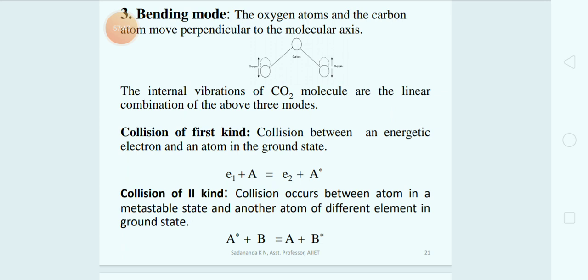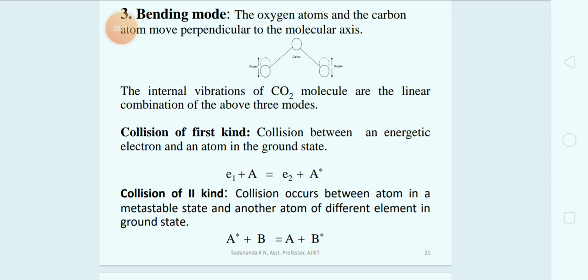Mathematically we can write E1, that's the energy of the electron, plus the atom in the ground state A, is equal to E2, that is the energy of the electron after the process, plus A star, the atom in the excited state.